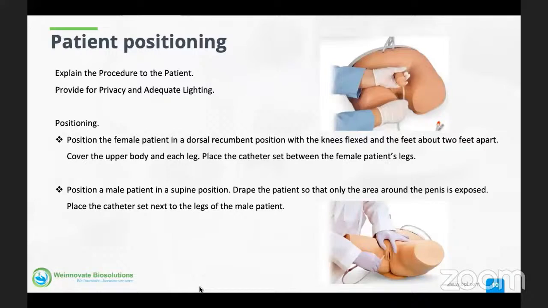And when you want to position a female patient, the female patient needs to be in a dorsal recumbent position with knees flexed and feet about 2 feet apart. The upper body and each leg need to be covered. Then place the catheter set between the female patient's legs, and then you can start with the procedure of insertion of the catheter. Whereas in the case of male patients, the male patient needs to be in a supine position. Then drape the patient's body around the groin region, and then you can start inserting the catheter.